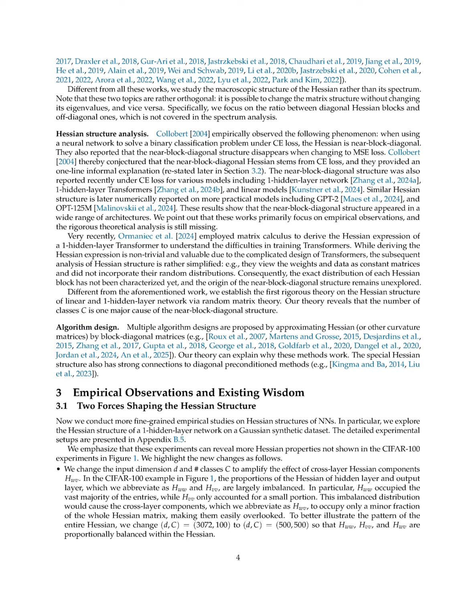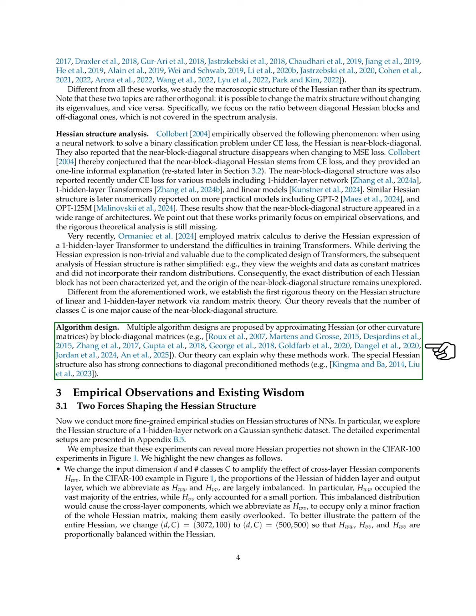Section Summary. In this section, we define various notations related to matrices, random variables, and distributions, and we highlight the focus of our study on the macroscopic structure of the Hessian in neural networks, particularly its near-block diagonal structure under cross-entropy loss. We also differentiate our approach from existing works by providing a rigorous theoretical analysis of the Hessian structure using random matrix theory, revealing that the number of classes significantly influences this structure.